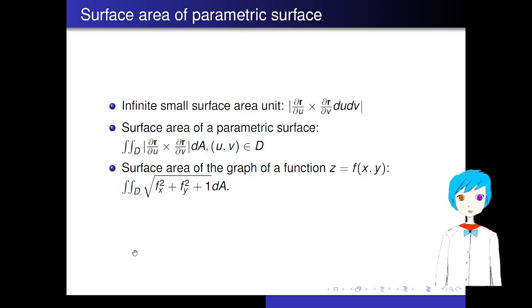Specifically, if we have the graph of a function z = f(x,y), the surface area of this graph is integrating over D the square root of f_x squared plus f_y squared plus 1.